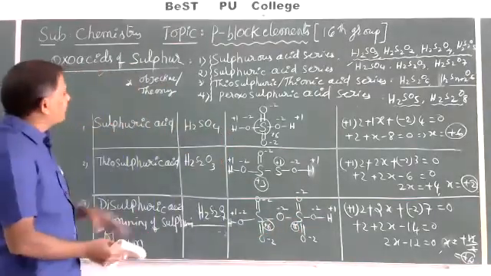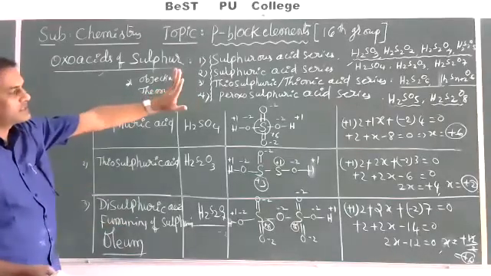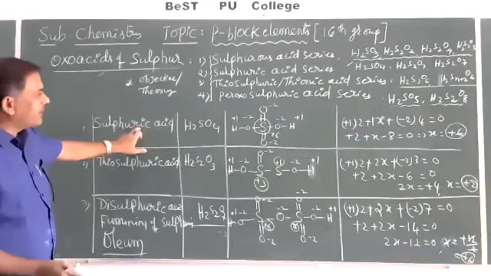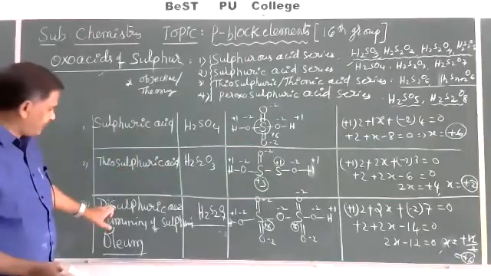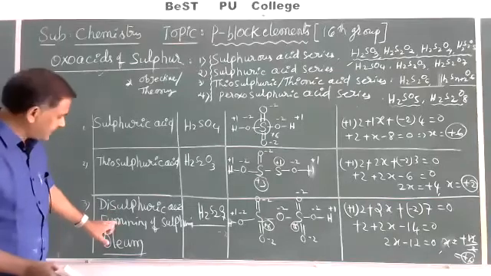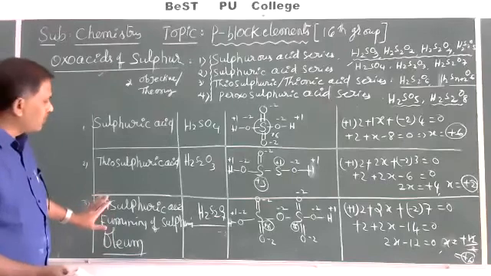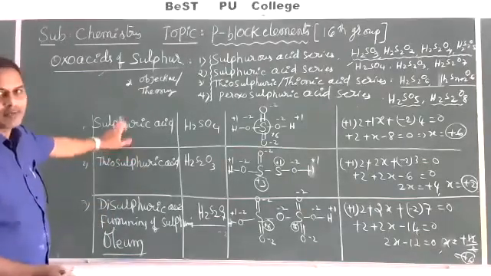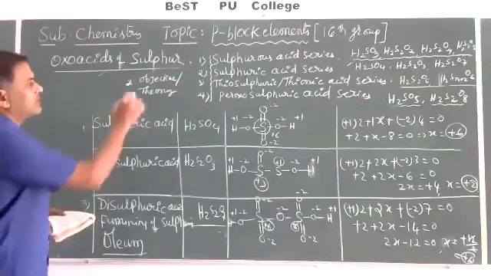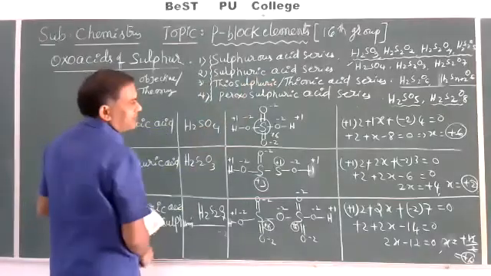So these are three very, very important series. Under the sulfuric acid series, one is sulfuric acid, then thiosulfuric acid, and disulfuric acid or fuming sulfuric acid, which is also called oleum. Once again I will explain this oleum concept in the manufacture of sulfuric acid by the contact process. This is the second important table, the sulfuric acid series table.